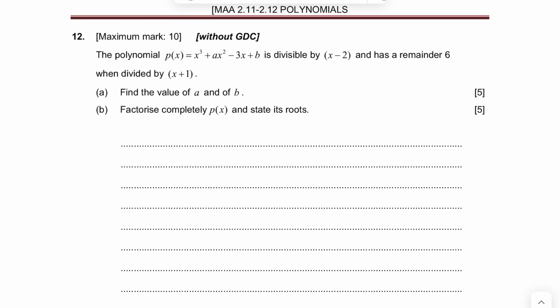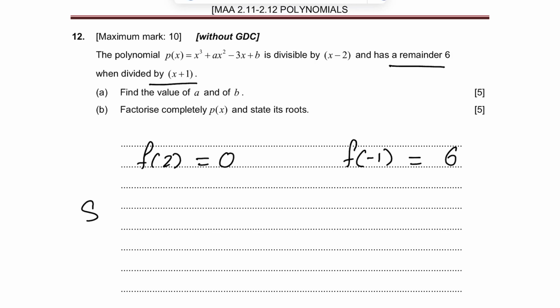The polynomial p of x is divisible by x minus 2. The remainder is 6. Divisible by x minus 2 means f of 2 should be equal to 0. And remainder 6 when divided by x minus 1. So f of minus 1 should be equal to 6. So f of 2 should be equal to 0.